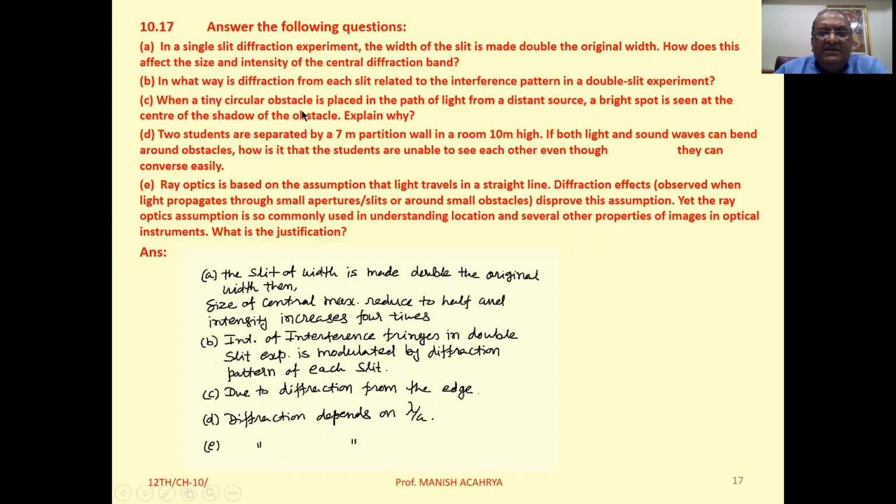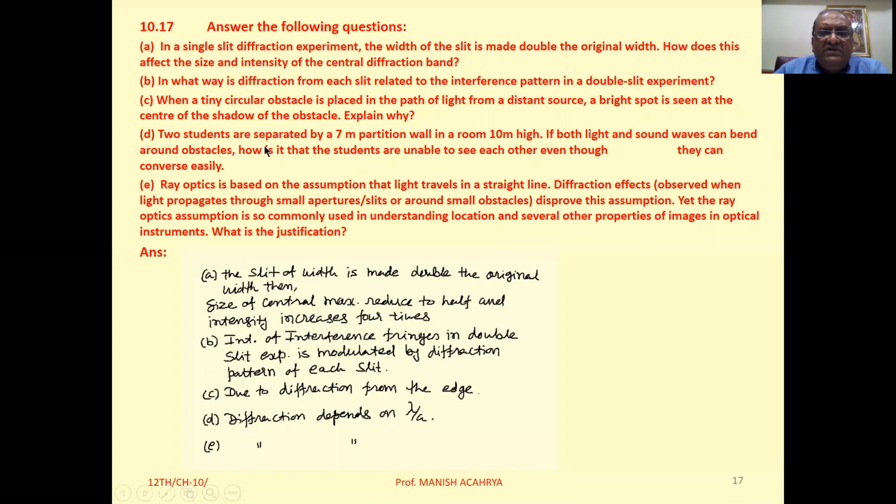C. When a tiny circular obstacle is placed in the path of light from a distant source, a bright spot is seen at the center of the shadow of the obstacle. Explain why. That is due to diffraction from the edge of the obstacle. So due to the diffraction of the light, the center will be the bright spot, which is surrounded by some faded part.